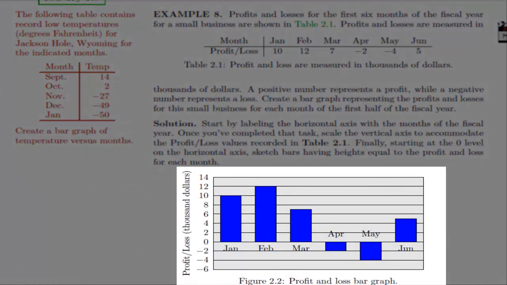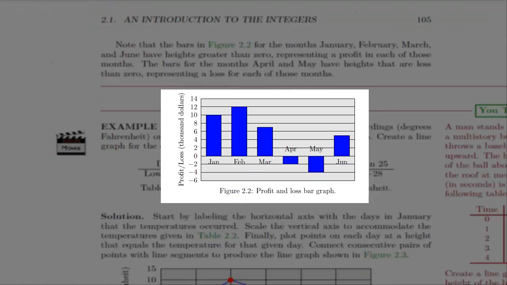Start by labeling the horizontal axis with the months of the fiscal year. Once you've completed that task, scale the vertical axis to accommodate the profit or loss values recorded in Table 2.1. Finally, starting at the 0 level on the horizontal axis, sketch bars having heights equal to the profit and loss for each month. Note that the bars in Figure 2.2 for the months January, February, March, and June have heights greater than 0, representing a profit in each of those months. The bars for the months April and May have heights that are less than 0, representing a loss for each of those months.